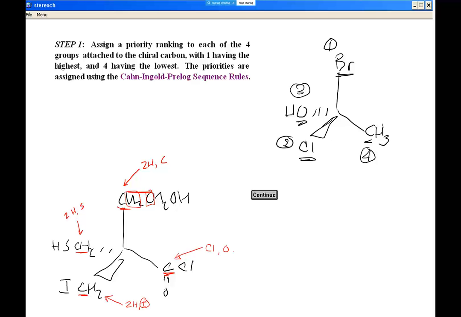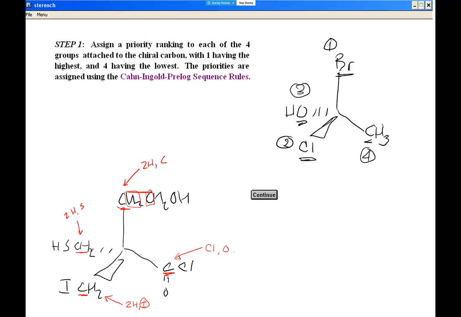So here's my chiral center, and I've got to assign 1, 2, 3, and 4 to these four groups. First I look at the atoms attached to this chiral center. Carbon, carbon, carbon, carbon, they're tied. Now for each of those carbons, I look at what's attached: two H's and an O, two H's and an S, two H's and an I, and a Cl and an O. Then I look at the collection of atoms, and if there's an atom that singularly has the highest atomic number, it wins.